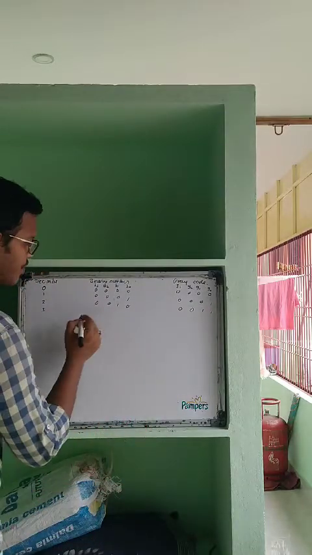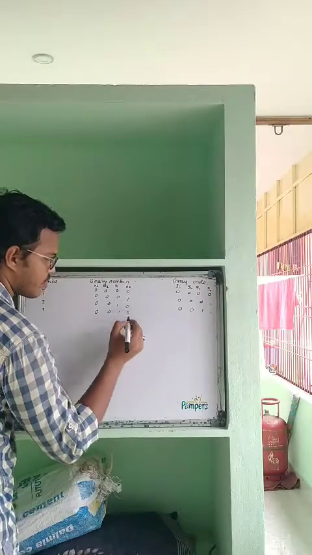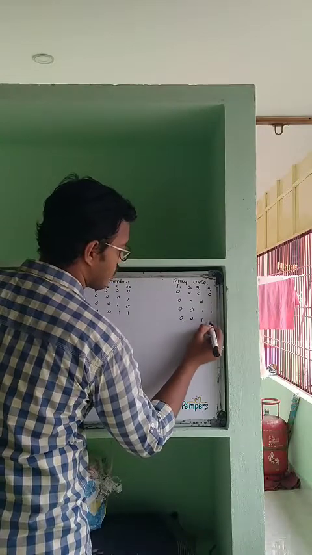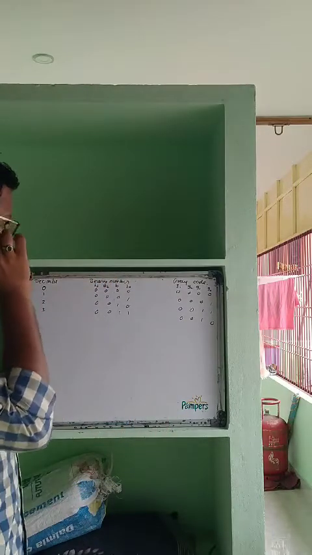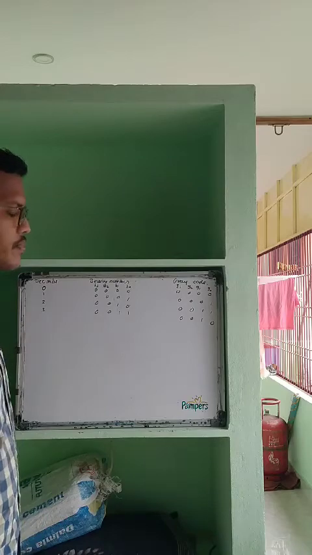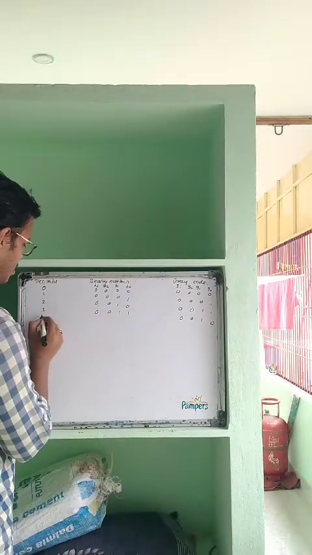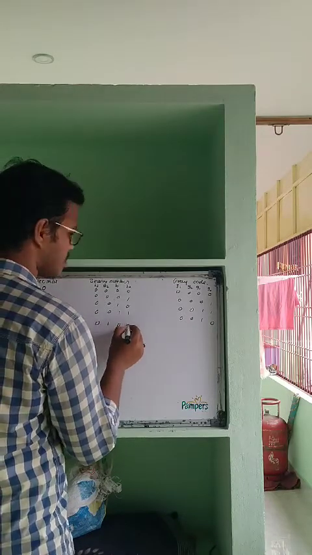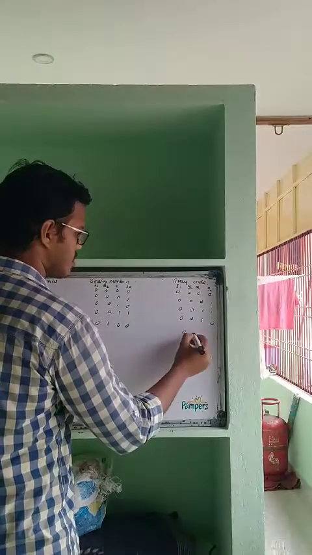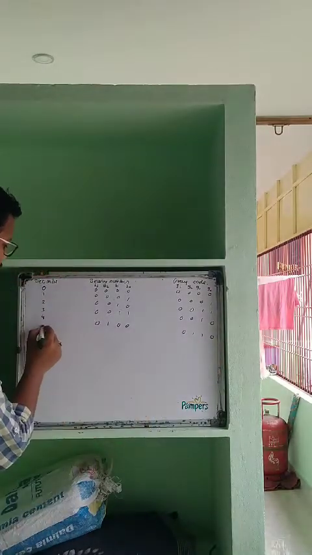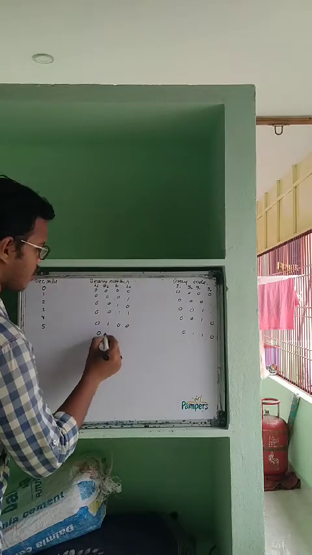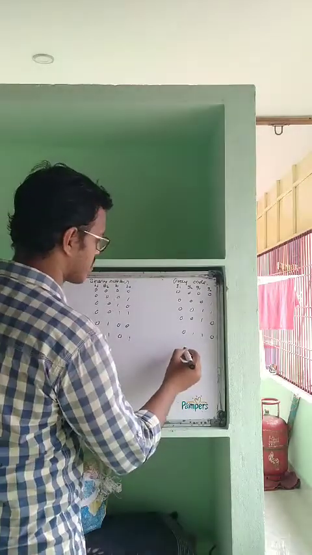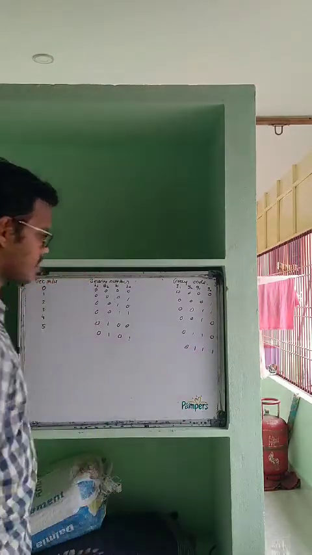If we write 3, how do we write 3 here? 0 0 1 1. In gray code, 0 0 1 0. Okay. Take 4. How do you write 4? 0 1 0 0. In gray code, 0 1 1 0. In 5, how do we write? 0 1 0 1. In gray code, 0 1 1 1. Okay.